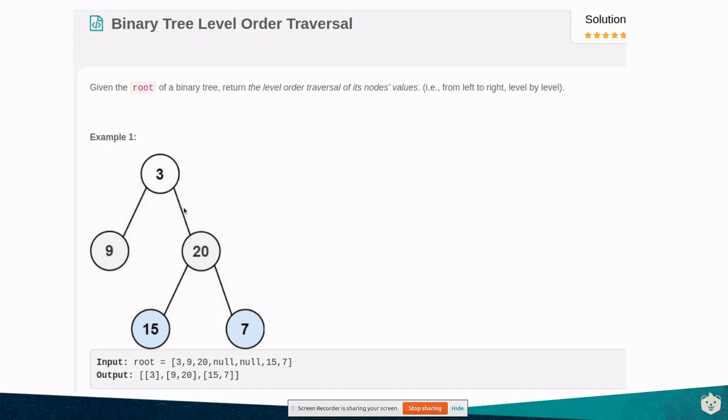Let's go through this example. The root is 3, so the first level is 3. The second level, if you go from left to right, is 9 and 20. The third level, again going from left to right, is 15 and 7. So we have 3, then 9 and 20, then 15 and 7. Therefore, you have a level order traversal.